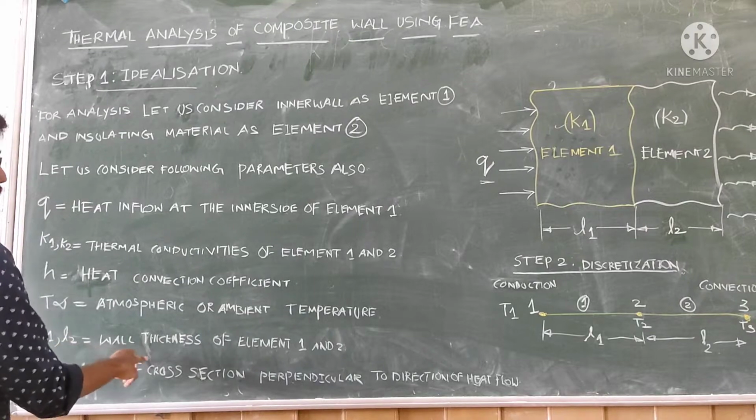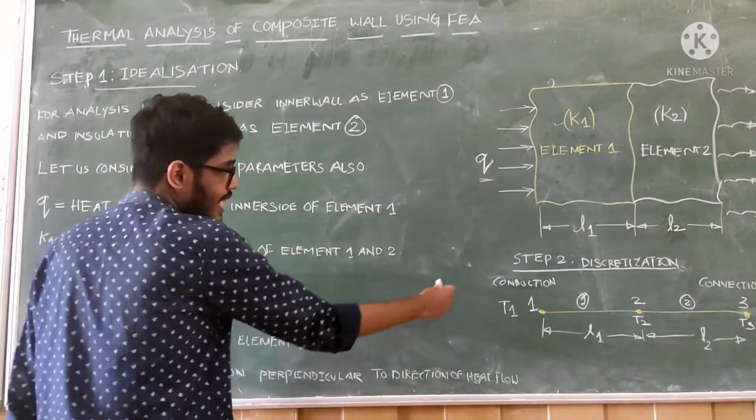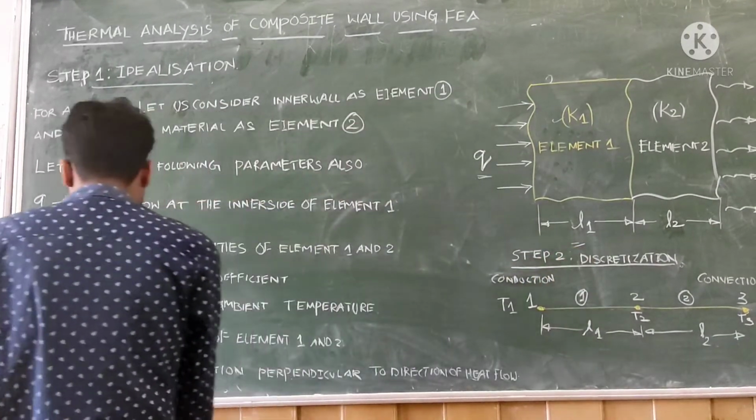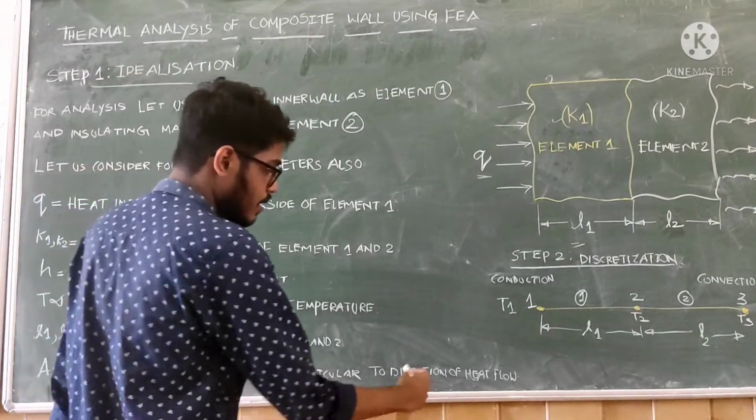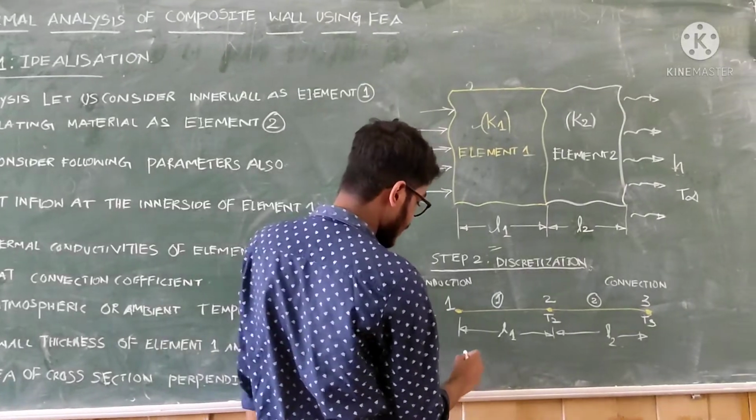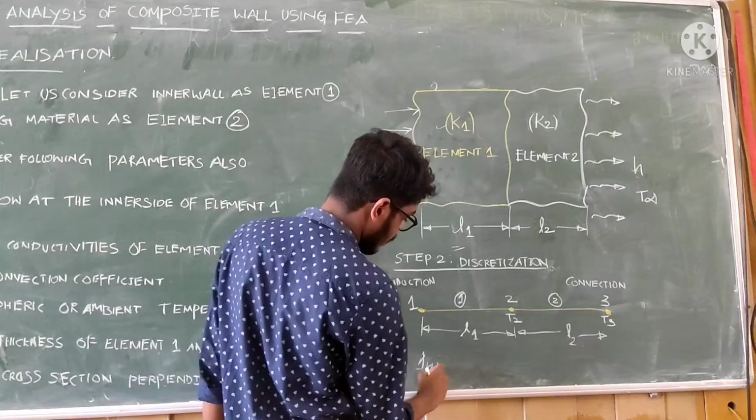L1, L2 are wall thickness of element 1 and 2. This is directly given in the problem. Then A is area of cross section perpendicular to the direction of heat flow. If there is nothing mentioned about A, take it as 1 meter square.